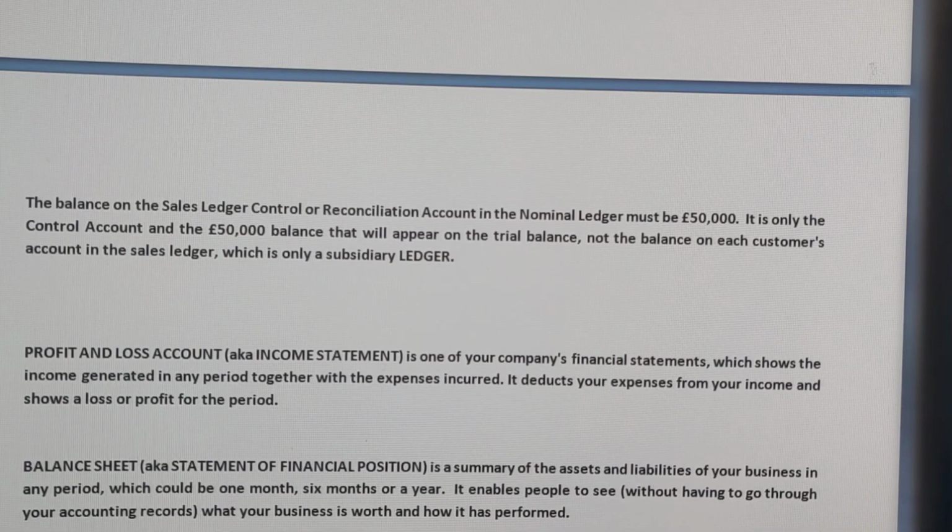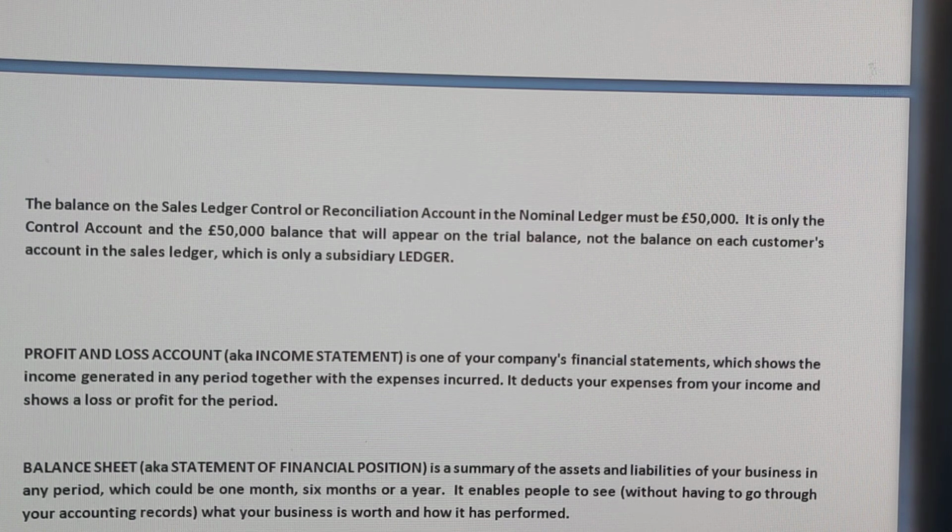The profit and loss account, also known as the income statement, is one of your company's financial statements, which shows the income that you have generated in any period together with the expenses incurred. It deducts your expenses from your income and shows a profit or a loss for the period. Now, the profit and loss account comes about after you have closed the books, made necessary adjustments and produced your trial balance.